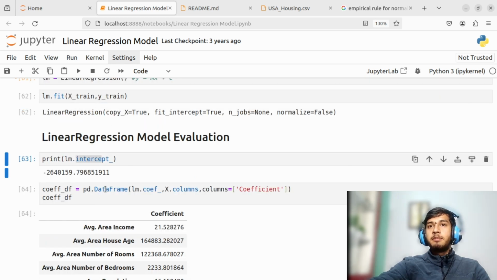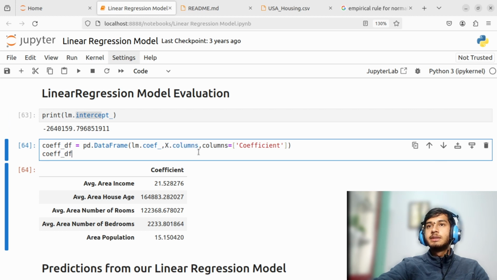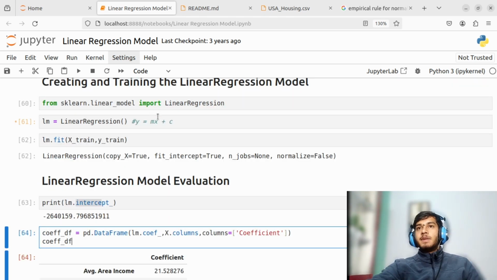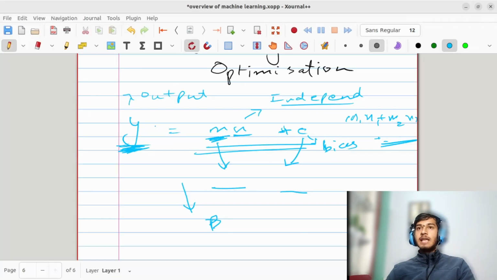Now you can predict some output. Here we are saying x dot columns coefficient df. So this x, right, this m, I was saying that this m is your coefficient.